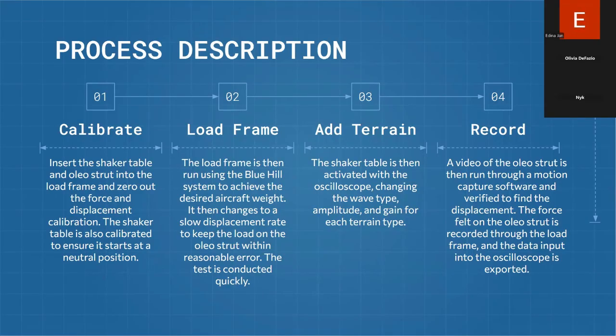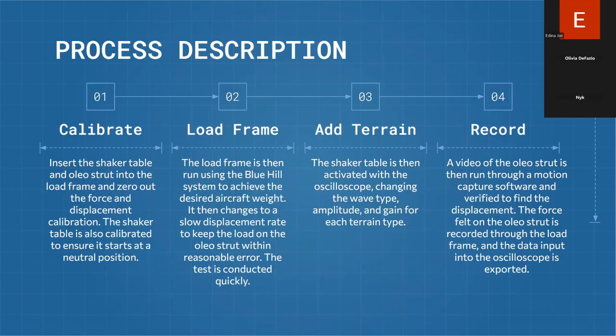To describe how we were going to do our testing, first we calibrated the shaker table and Oleo strut and the load frame and zeroed out the force of displacement using the Blue Hill system. The shaker table was also calibrated to ensure that it starts at a neutral position. So we made sure that there wasn't too much force at any given point where it was starting the shaker table out at a wrong position, so we wouldn't accidentally bottom out the shaker table.